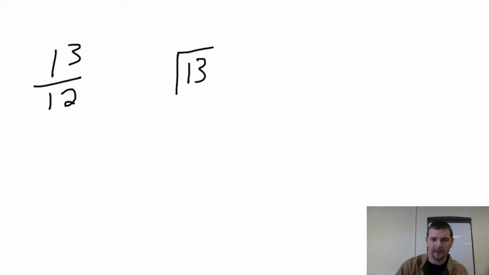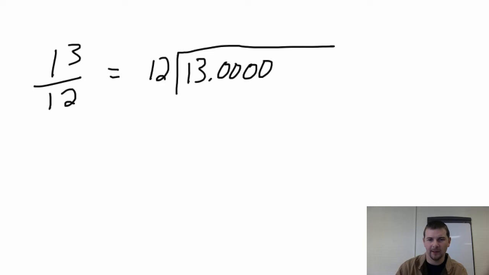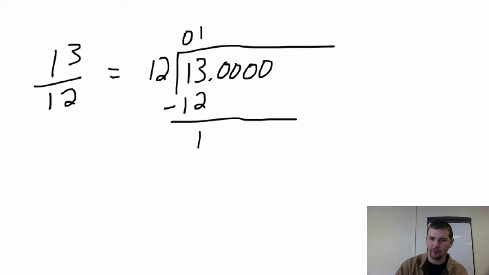Part B, 13 twelfths. Can be written as 13 divided by 12. Adding some zeros here, since I recognize there will be a need for those. 12 goes into 1, 0 times. 12 goes into 13, 1 time. 1 times 12, 12. 13 minus 12, 1. Make sure the decimal point lines up here. Drop down a 0. 12 goes into 10, 0 times. Drop down another 0.